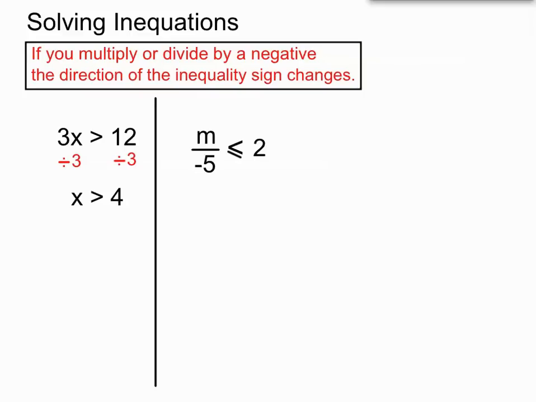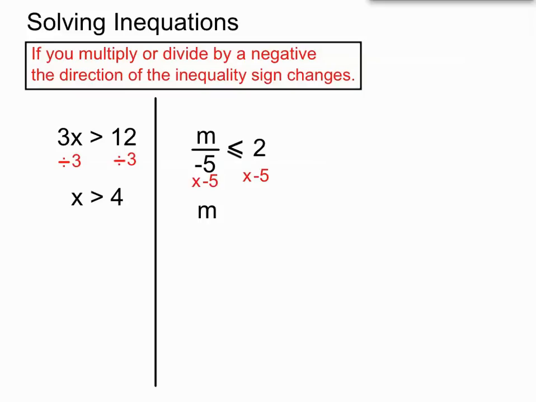Here's our second example. M over minus 5 is less than or equal to 2. Now that minus 5 on the bottom can be considered to be dividing into the m. The bottom of a fraction divides into the top. So to move that so that the letter's on its own, we will be looking to multiply both sides by minus 5. On the left hand side, a minus 5 that's dividing and a minus 5 that's multiplying will cancel each other out, which leaves us with the m on the left hand side.